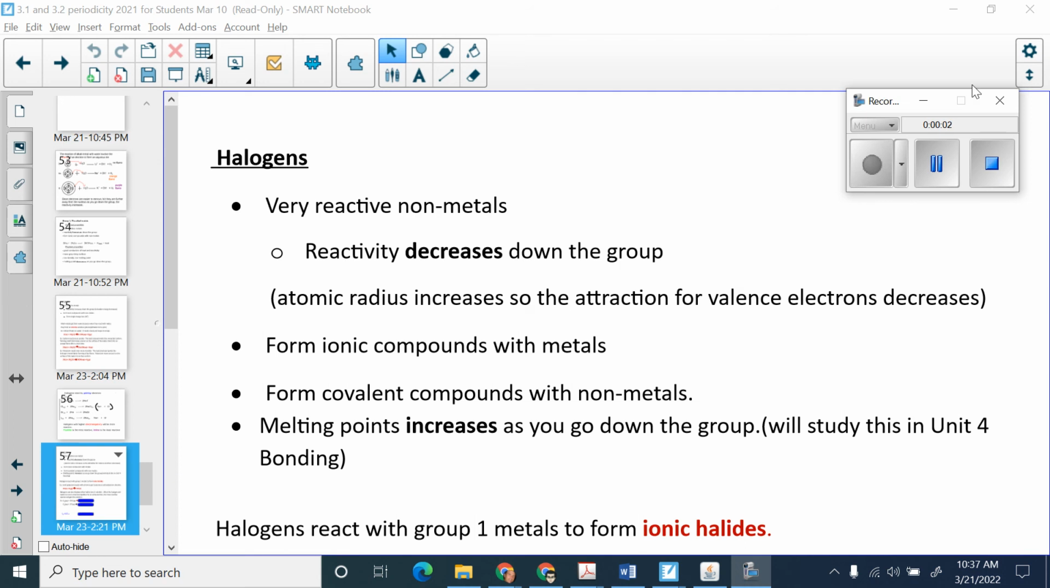Okay, again, the next trend we're going to look at is reactivity of halogens, right? That whole side of the periodic table is non-metal. And they have the opposite trend in reactivity as the alkali metals. The reactivity decreases as you go down the group.